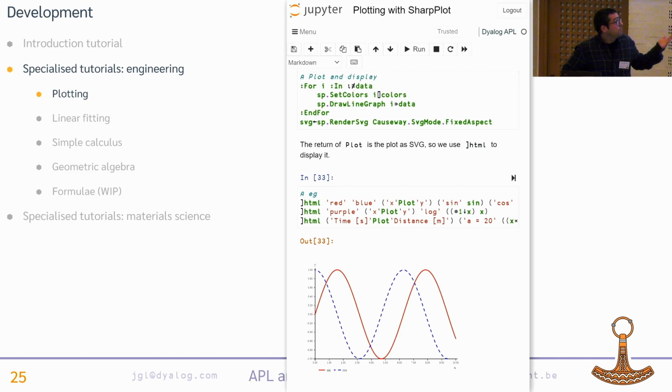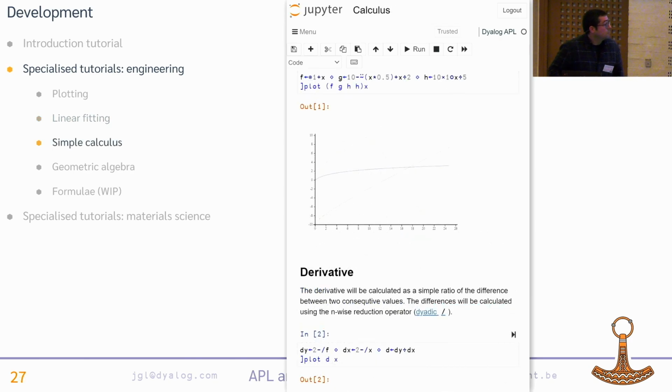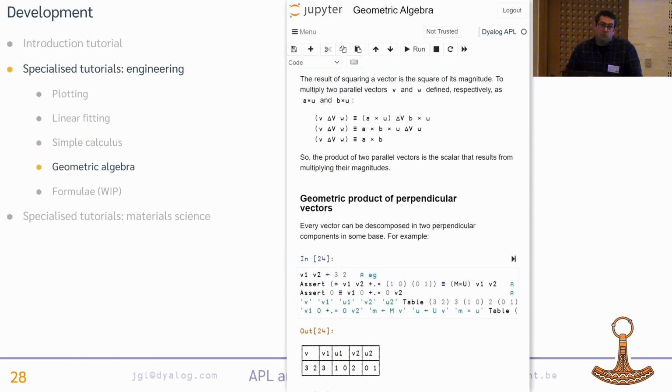One of them is about plotting with SharpPlot, for example. Also how to do some linear fitting. This is very easy to do with the domino symbol, but it's good to show them some examples of that. Some simple calculus, just calculating numerically some derivatives, some integrals, and so on. I have one about geometric algebra. I will talk about this a little bit later.